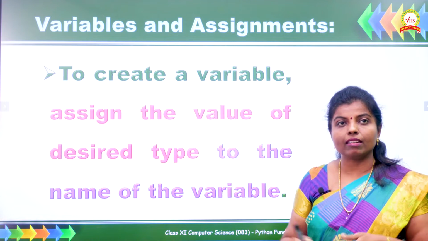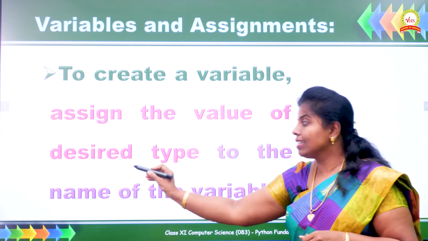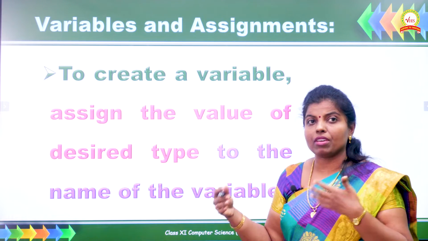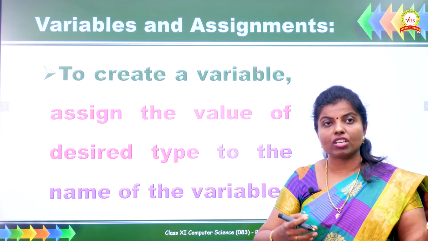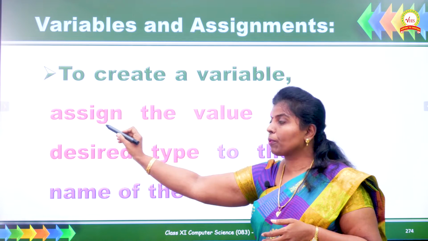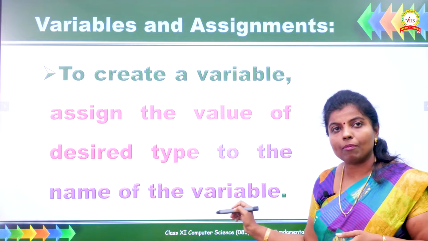If you want to create a variable in Python programming, we have to assign a value of a desired type to the name of the variable. So what are the desired types? We have the integer type, floating point type, and string type. So to create a variable, we assign a value of the desired type to the variable name.